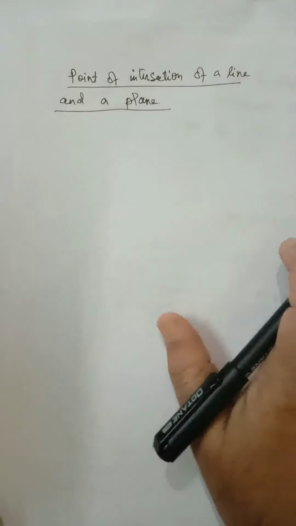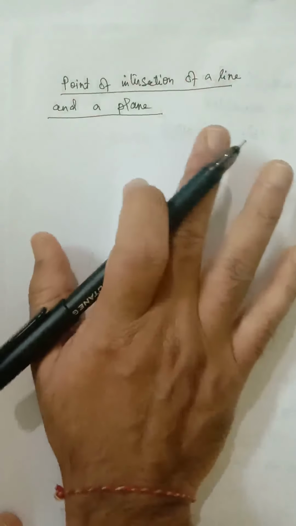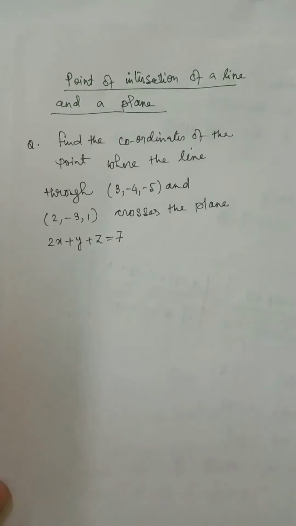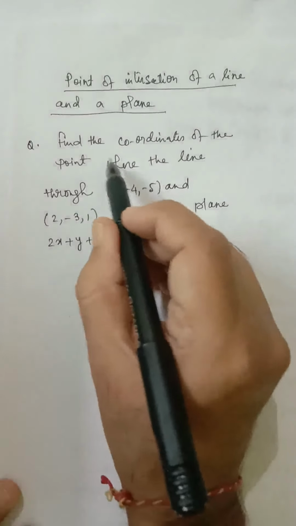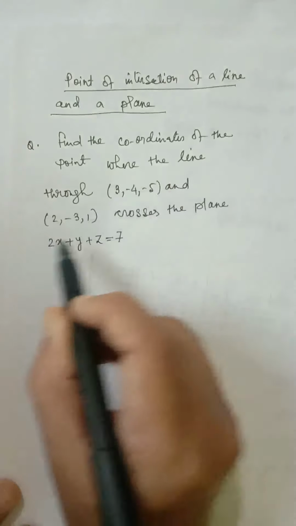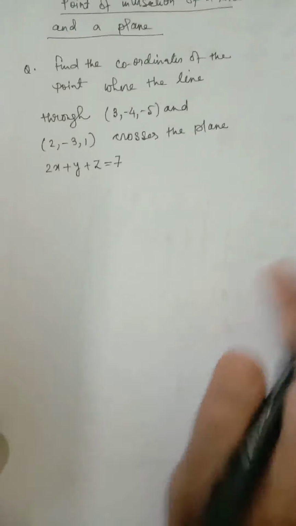Now, our next topic is point of intersection of a line and a plane. Let me explain this with the help of a question, with the help of an example. Now, let us solve this particular question. Find the coordinates of the point where the line through the points this and this crosses the plane 2x plus y plus z equal to 7.